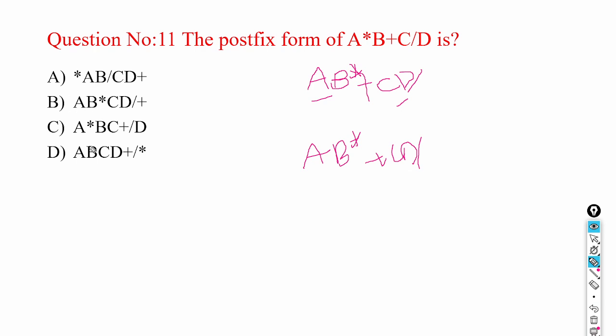AB multiplication, CD division. Then the operator between them comes after as well. The operator will come after. Then the correct option is answer B. Okay. So why is option A incorrect? Incorrect operator placement. Here the division is placed in prefix position. The operator is in prefix, so option A is incorrect.